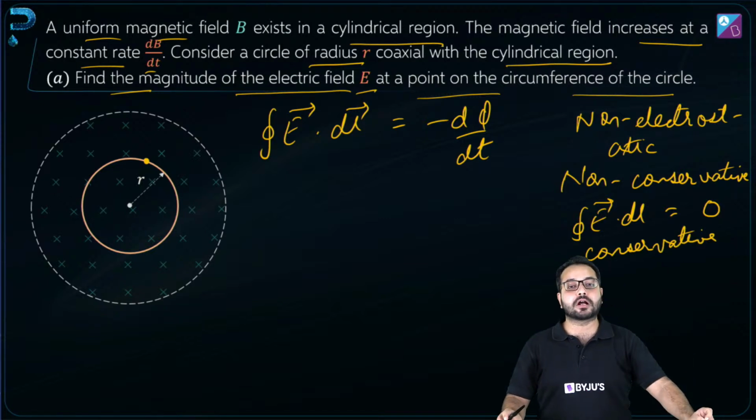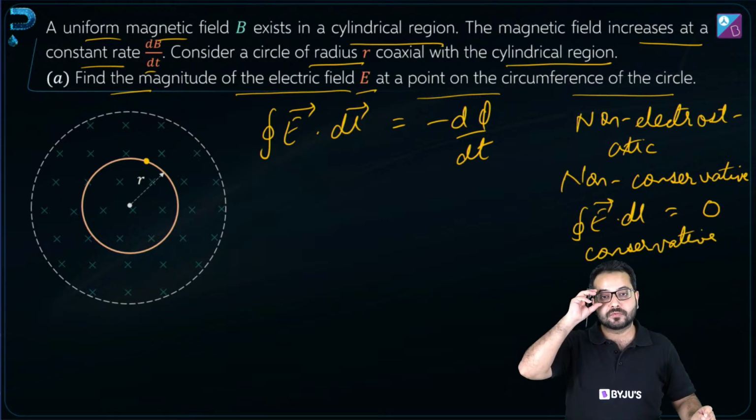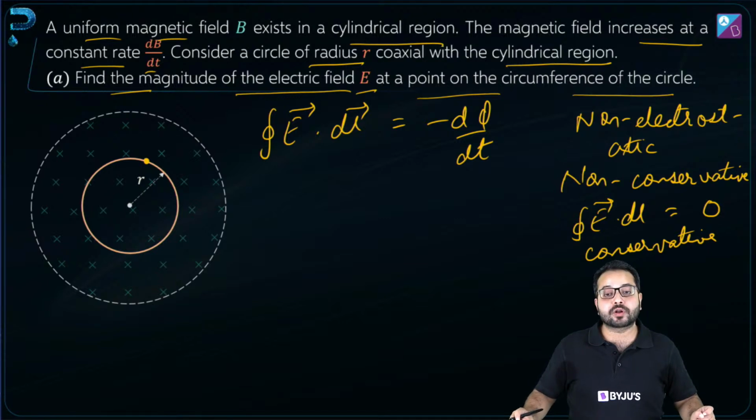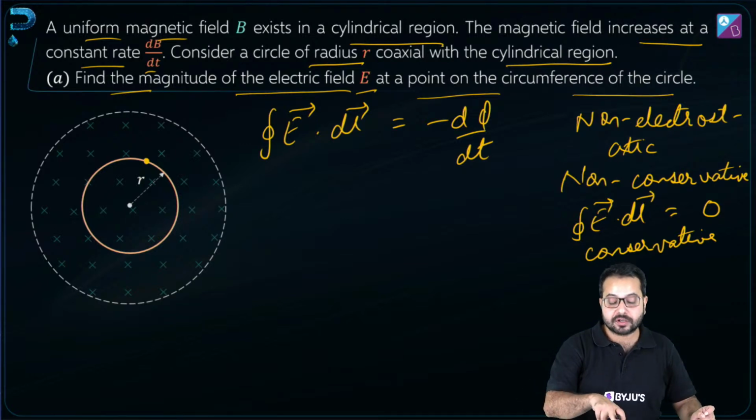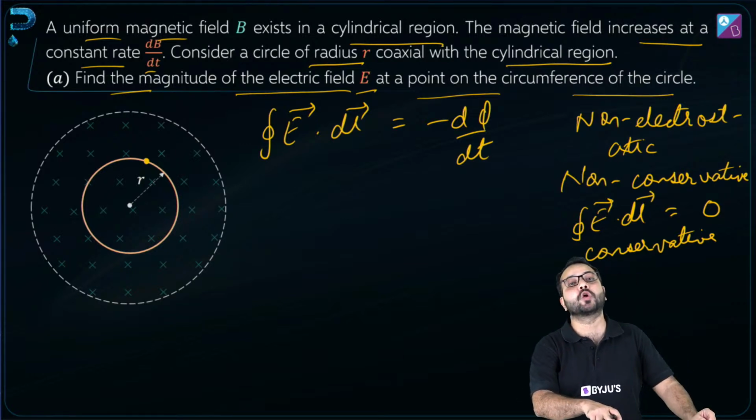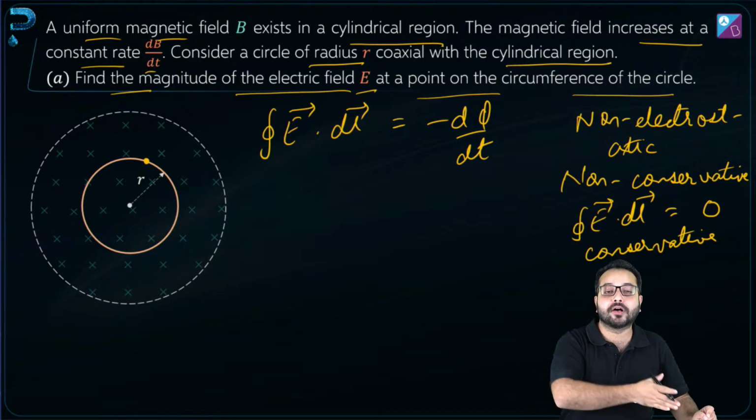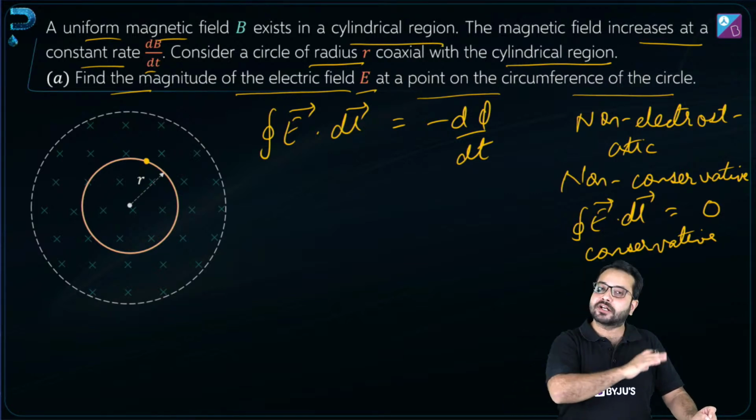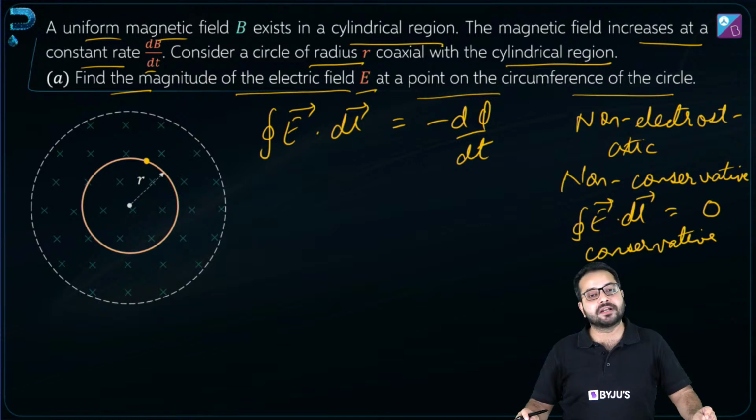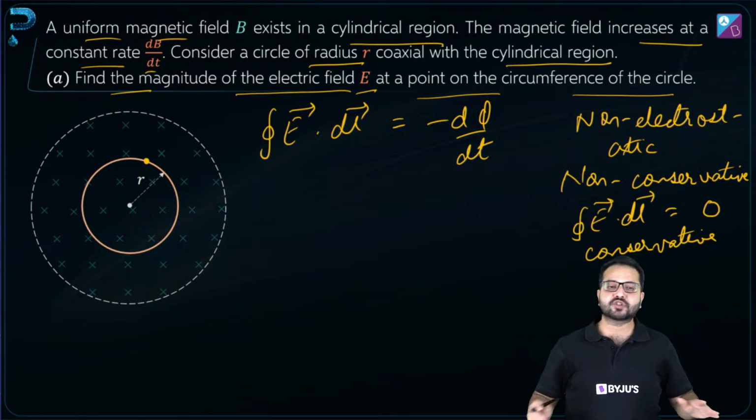Because work done in a round trip is 0 for a conservative field, the closed integral of E dot dl should be 0. But here the closed integral of E dot dl is not going to be 0. It is going to be some finite value, because this is a non-electrostatic field. For a non-electrostatic field, the closed integral of E dot dl can be non-zero. So now let's talk about it.